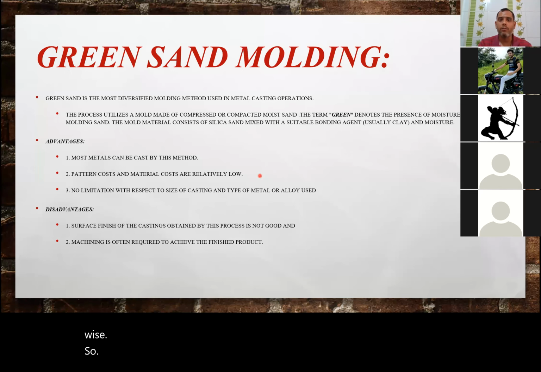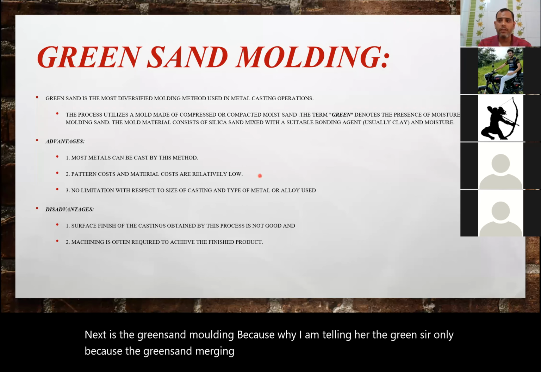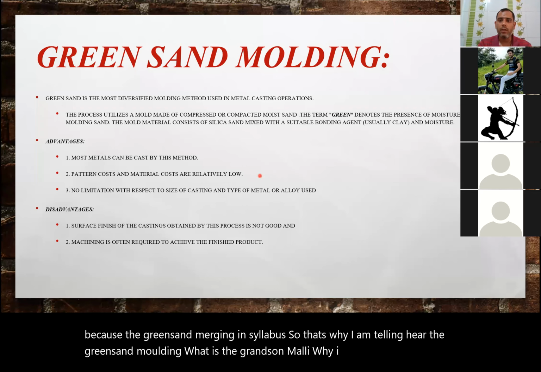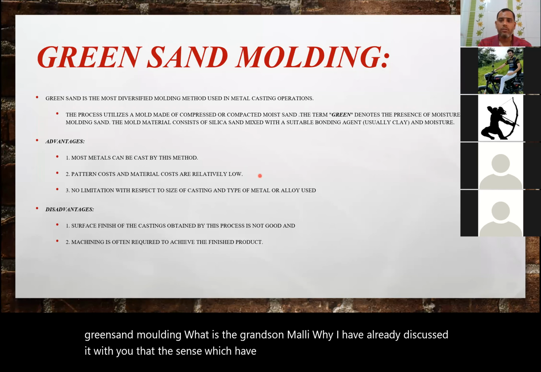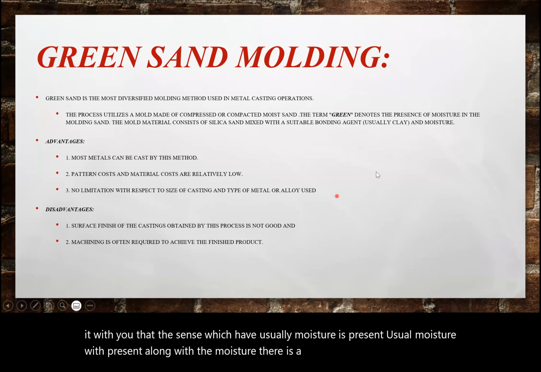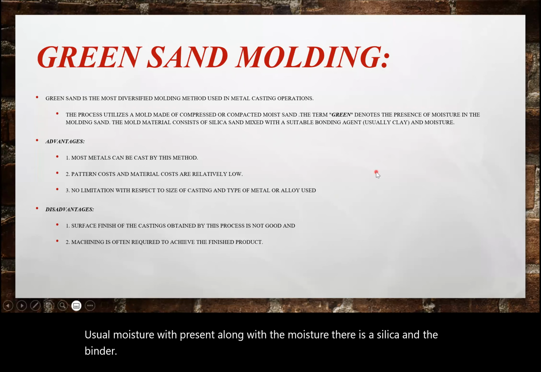Next is the green sand molding. Why am I telling you about green sand molding here? Because green sand molding is in the syllabus. What is green sand molding? I have already discussed with you that in these sands, moisture is usually present. Along with the moisture, there are silica and the binder. Silica and the binder are present in green sand molding.